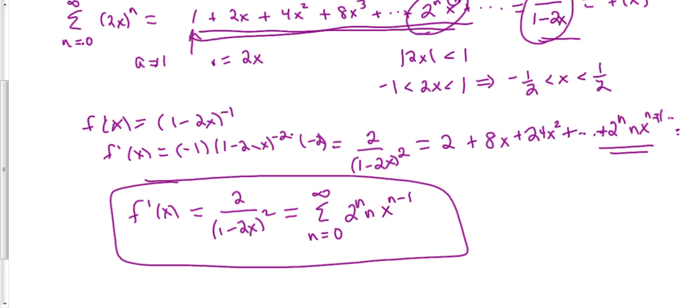Now, every time I have a series like this, I need to say the interval of convergence, but theorem 1 tells us that it's going to be the same as the original function, so it's going to be negative a half is less than x is less than positive a half.